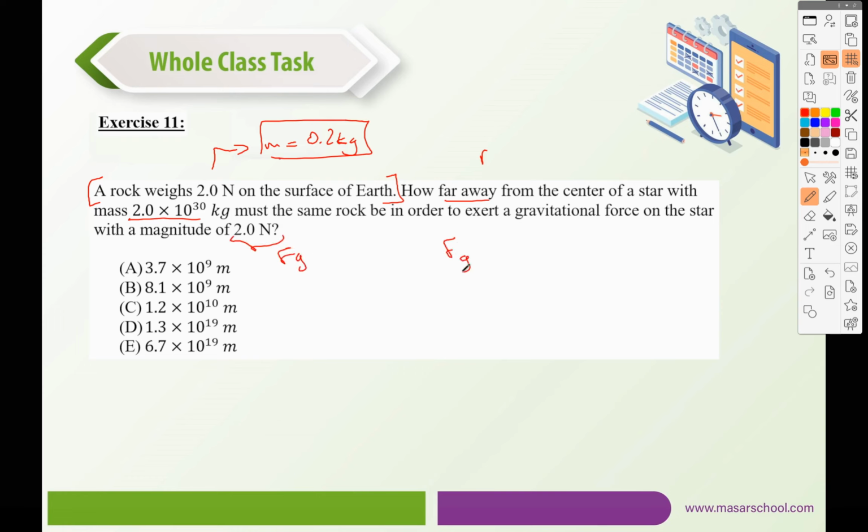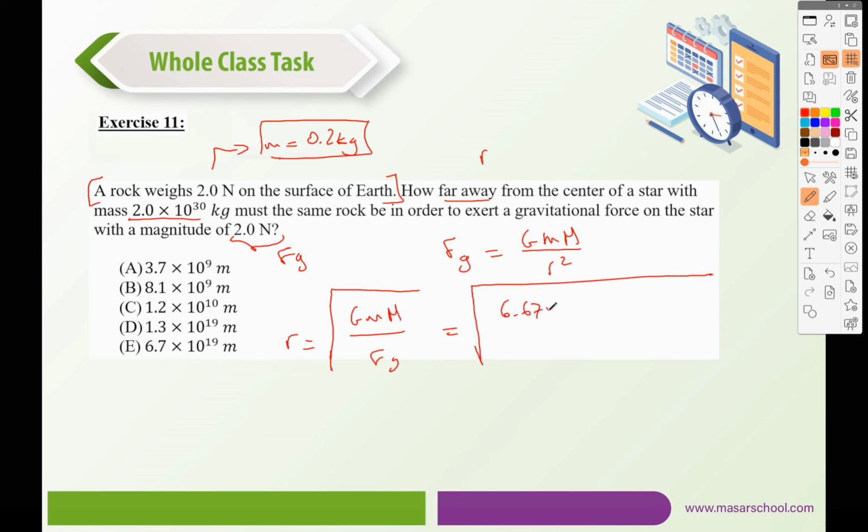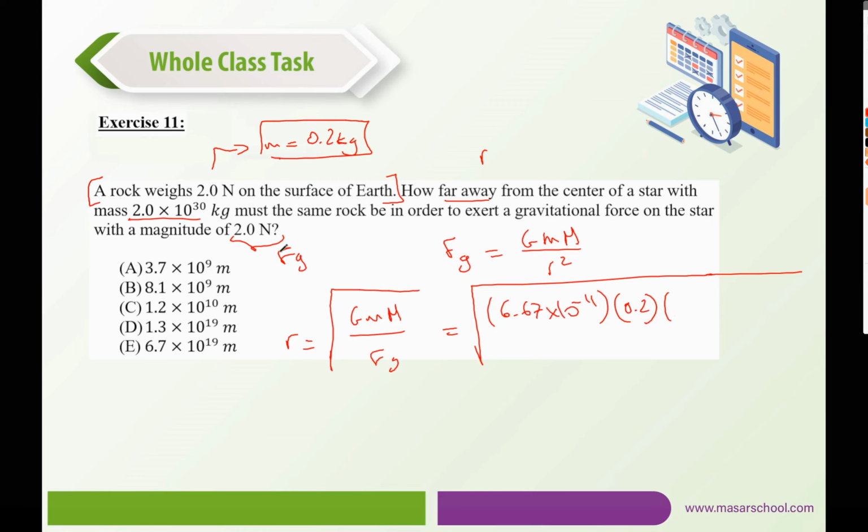Now, according to the universal law of gravitation, F is given by G Mm over r squared. Then r in this case is given by the square root of GMm divided by Fg, which is basically the square root of 6.67 times 10 to the power minus 11, times one of the masses, which is the mass of the rock, 0.2, times the other mass, 2 times 10 to the power 30, and the pull of gravity is 2. Now plugging this into the calculator, that would give 3.65 times 10 to the power 9 meters, making A the correct answer.